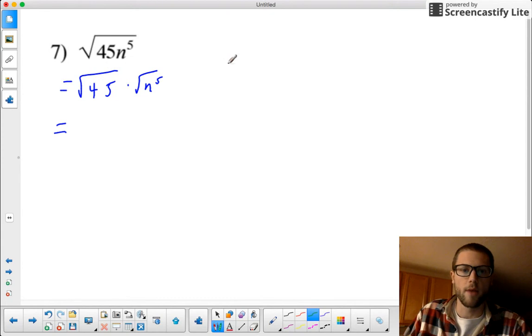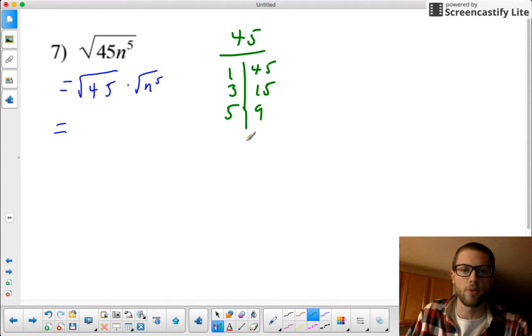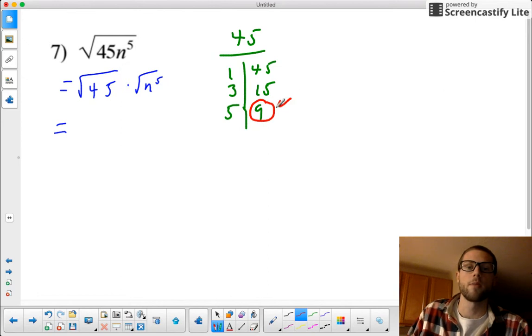So if I list out my factors of 45, I have 1 and 45. I have 3 and 15. I have 5 and 9, and I think that's going to do it for me. So when I take a look at all of these factors, I want to find the perfect square factor in the mix here. So 9 is going to be my perfect square factor of 45. So what I'm going to do then is rewrite the square root of 45 as the square root of 9 times 5.